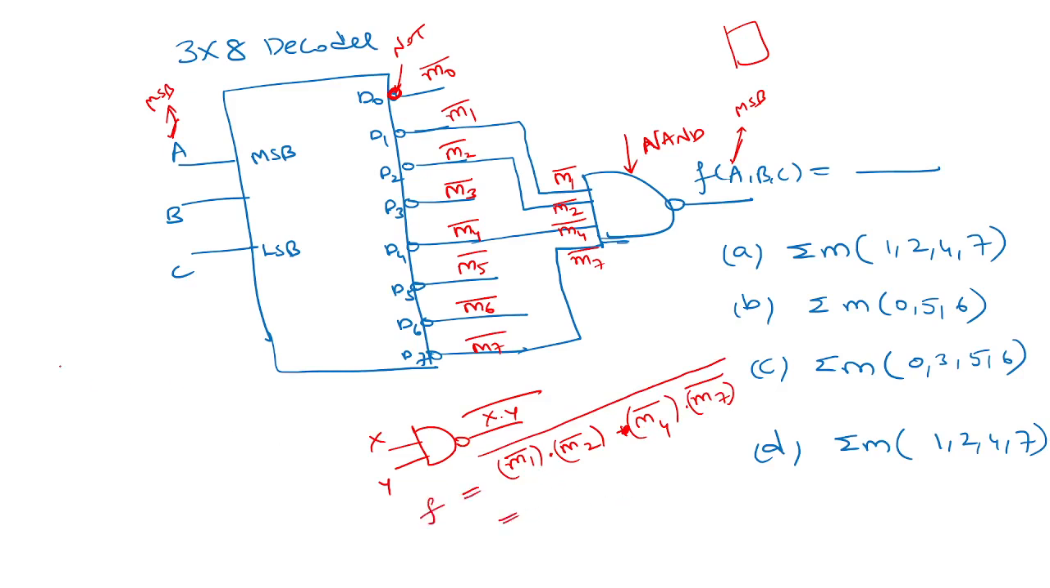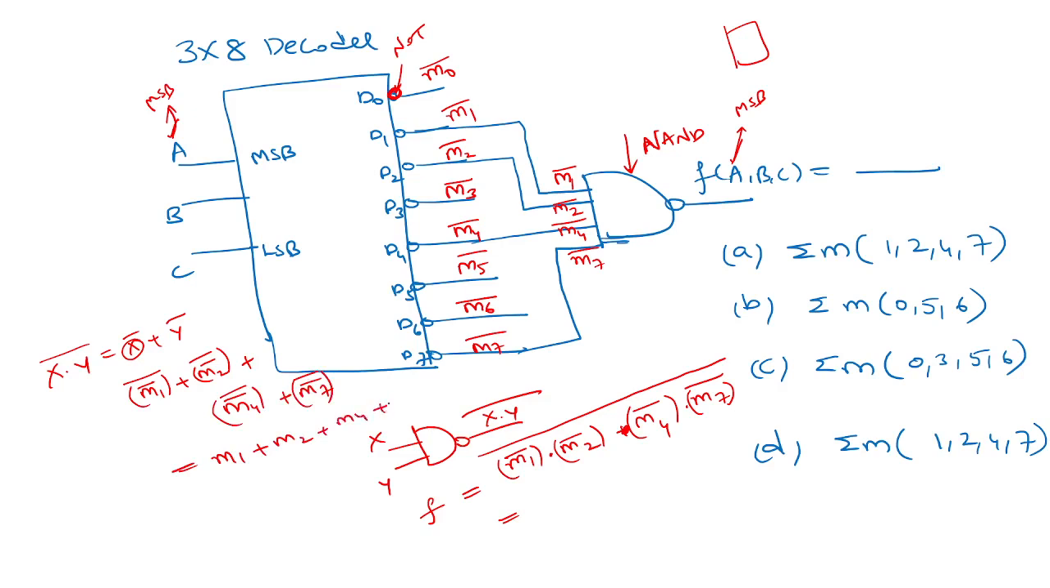Now we already know De Morgan's law. You have X dot Y whole complement, which is what? X complement plus Y complement. Now in the place of X, M1 complement is there. M1 complement whole complement plus M2 complement whole complement plus M4 complement whole complement plus M7 complement whole complement, right? So what is this? M1 plus M2 plus M4 plus M7. I can also write sigma M of 1, 2, 4, 7.